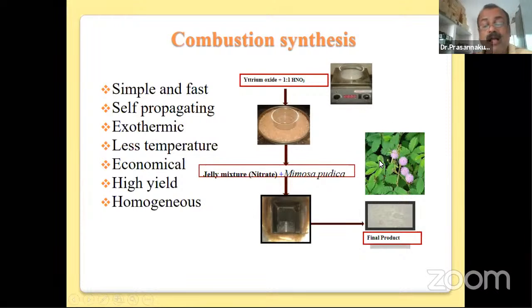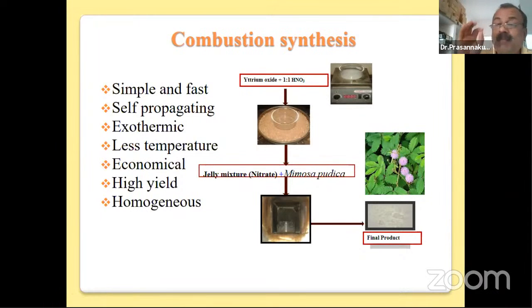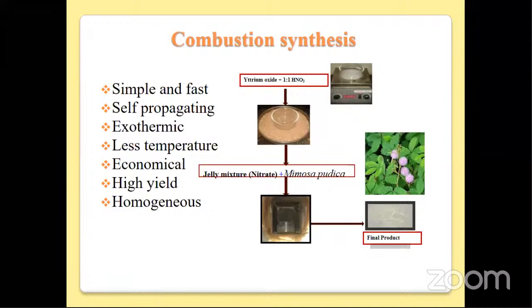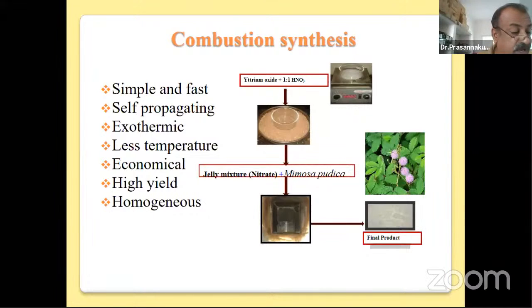Why do you want to add Mimosa pudica? Mimosa pudica is a fuel. That is why we want to add it. What is the role of the fuel? It determines the morphology, phase, and the properties of the final product. It increases the rate of the reaction and acts as a catalyst, and the mixture of fuel gives further reduction of particle size. Hence, we want to add Mimosa pudica as a fuel.